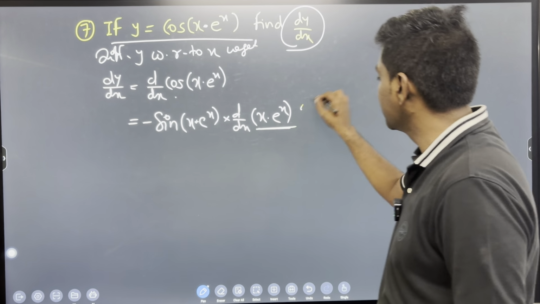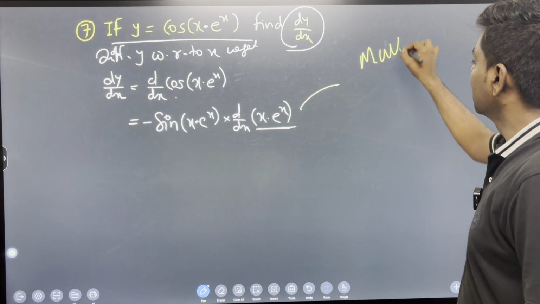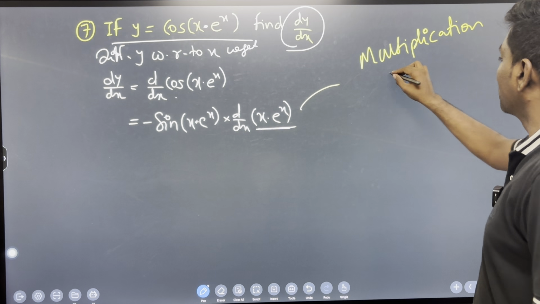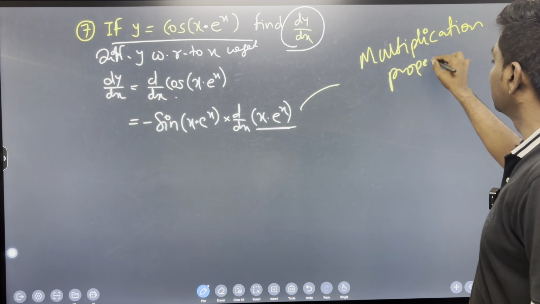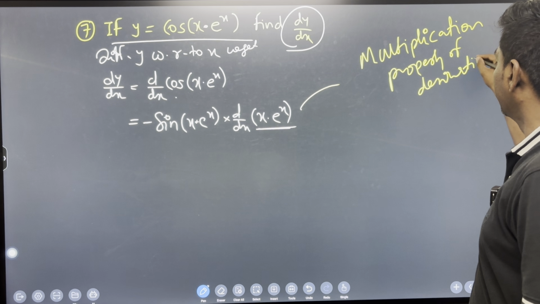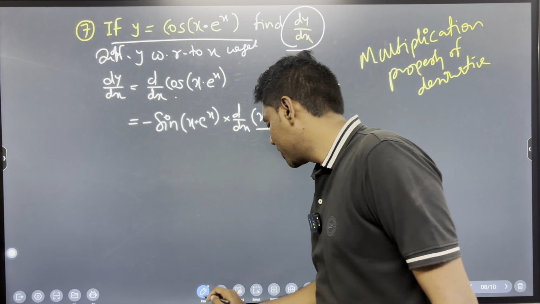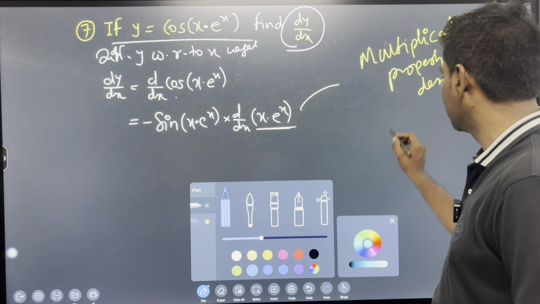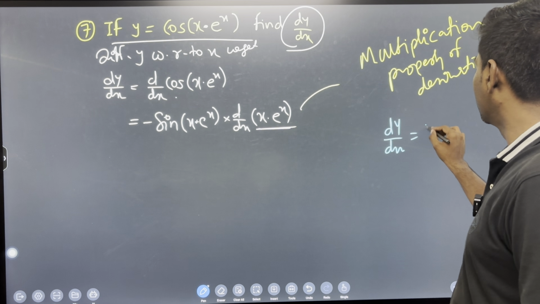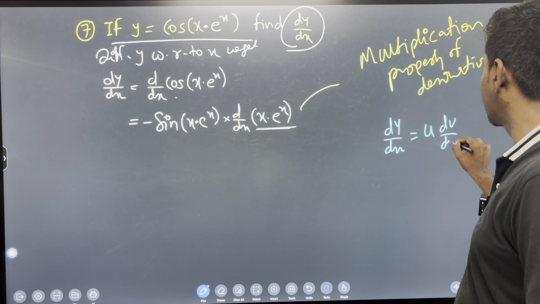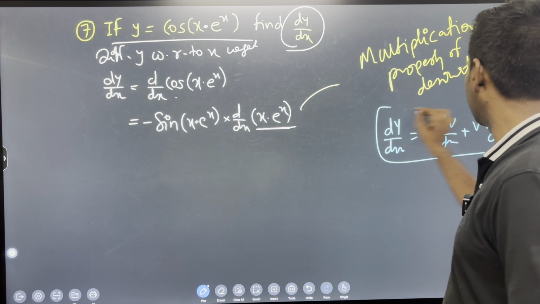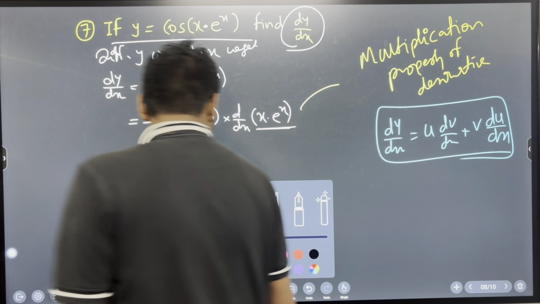So therefore, by using the multiplication property of derivative, we can solve the example. And what is the property of derivative? dy by dx equals u into dv by dx plus v into du by dx. So according to that formula we calculate. So let's finish the example.